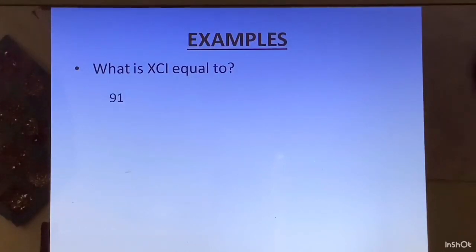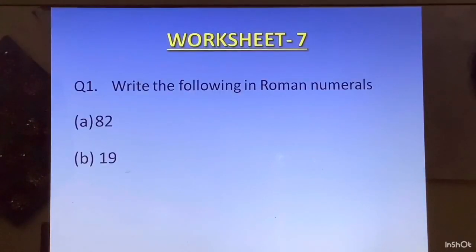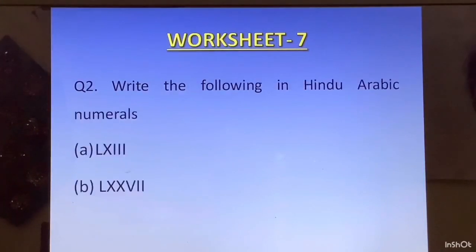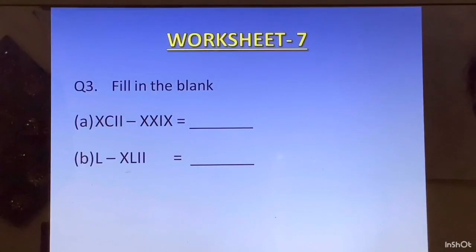Now let us do the worksheet to enhance our understanding. Worksheet number 7. Question 1. Write the following in Roman numerals. A. 82. B. 19. Write the following in Hindu-Arabic numerals. A. LXIII. B. LXXVII. Question number 3. Fill in the blanks. A. XCII minus XXIX. B. L minus XLII. So here you will convert it into Hindu-Arabic numbers, subtract, and whatever answer you are getting, again convert it back to Roman numbers and then write the answer.